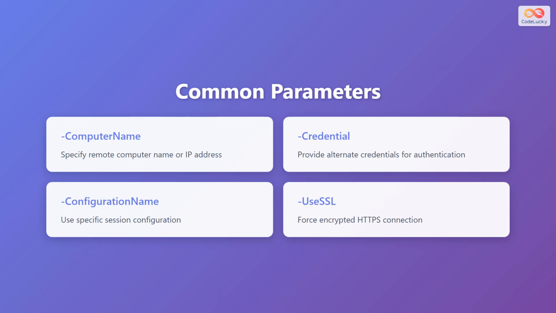Enter-PSSession supports several important parameters that give you more control over your connections. The -ComputerName parameter specifies which remote computer to connect to, using either its name or IP address. The -Credential parameter allows you to provide alternate credentials if you need to authenticate as a different user. The -ConfigurationName parameter lets you connect to a specific session configuration on the remote machine. Finally, the -UseSSL parameter forces the connection to use encrypted HTTPS, adding an extra layer of security to your remote session.